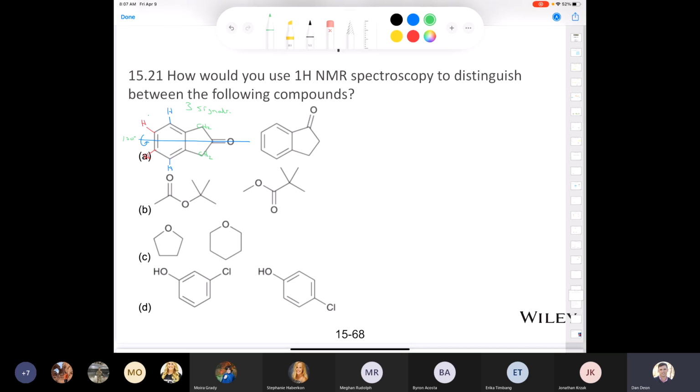Could anybody tell me how many signals we would see for the second compound? Give me an idea. Would there be more or fewer, maybe, if you're not sure exactly?